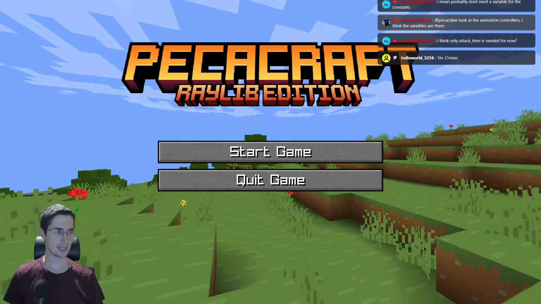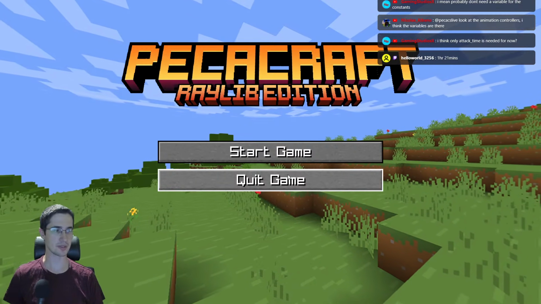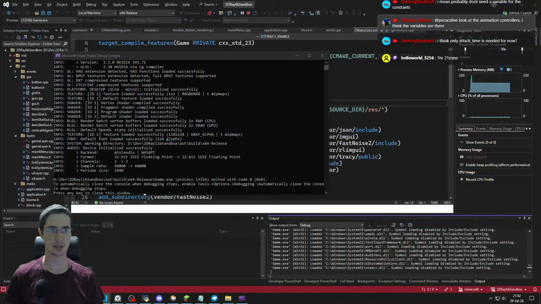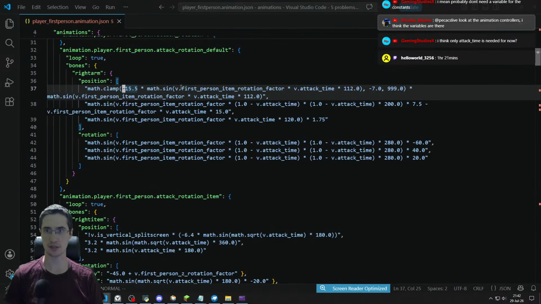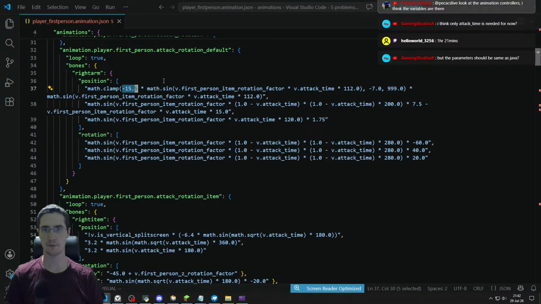I think only attack time is needed for now. I want to change all of the parameters here, chat, all of them. Because when multiplying the sine, I don't want to leave this minus 15, since in my game it will probably be a different number. That's what I mean, chat. I doubt they will be the same because I do the right hand differently.